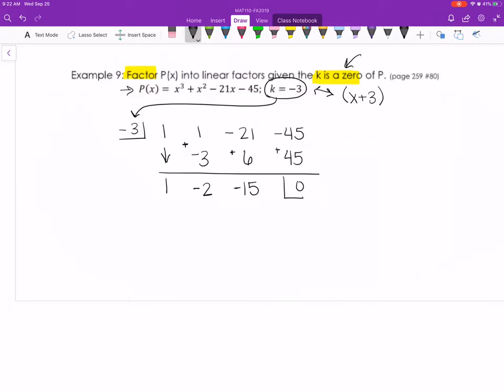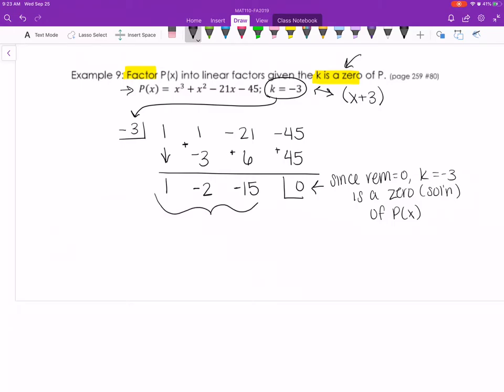If they tell you in the instructions that k is a 0, this remainder better be 0. If not, you've done something wrong in your synthetic division. So since the remainder equals 0, k equals -3 is a 0, or a solution, of the function p of x. That's what the remainder theorem says, which I knew going in, but it's good that I actually got 0, so I probably did my math correctly.